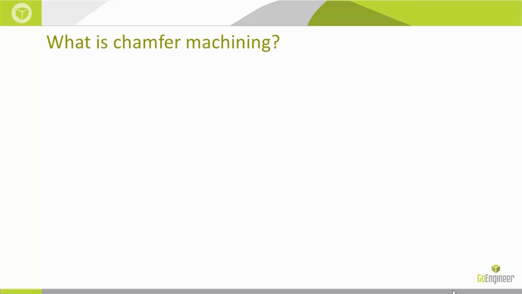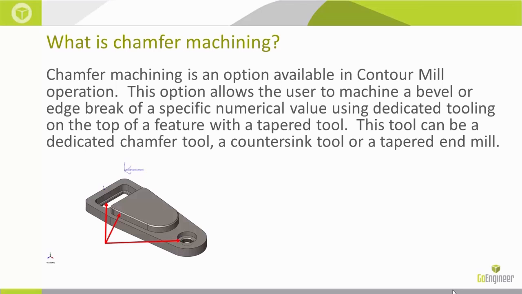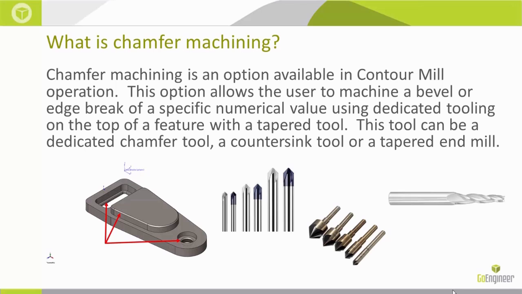So, what is chamfer machining? Chamfer machining is an option available in contour mill operation. This option allows the user to machine a bevel or edge break of a specific numerical value using dedicated tooling on the top of a feature with a tapered tool. This tool can be a dedicated chamfer tool, a countersink tool, or a tapered end mill.